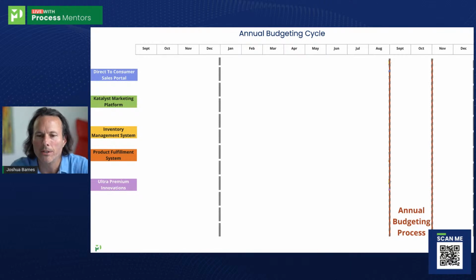Now, I know not all companies are going to use this, but a lot of the larger organizations, we still see this annual budget cycle where we start typically towards the end of the calendar year, September, October timeframe, which is what I've got in this graph.